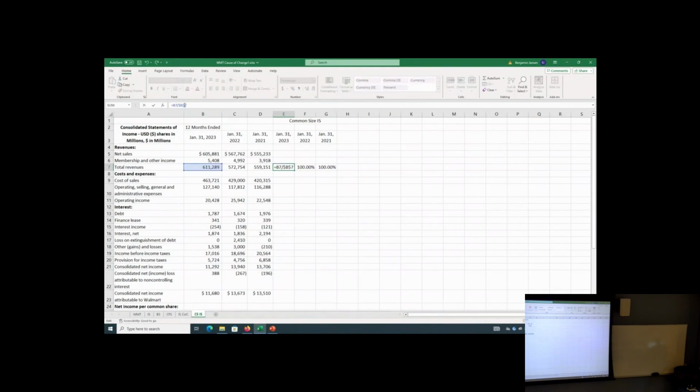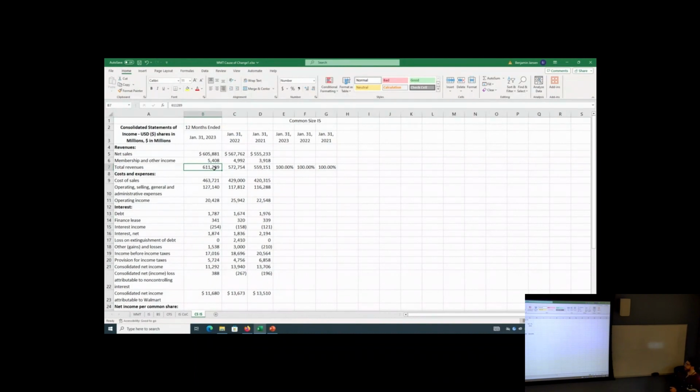All right, and we're going to fix the denominator because we're scaling everything by the revenue within this year. All right, so fixing reference to the revenue within each year, because within each year we're going to now compare the line items to that year's revenue.